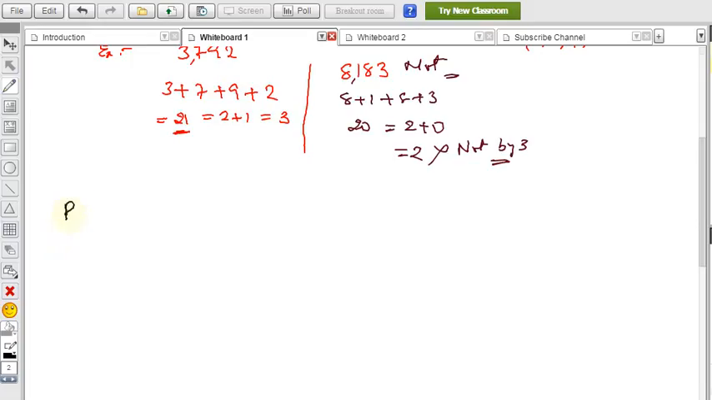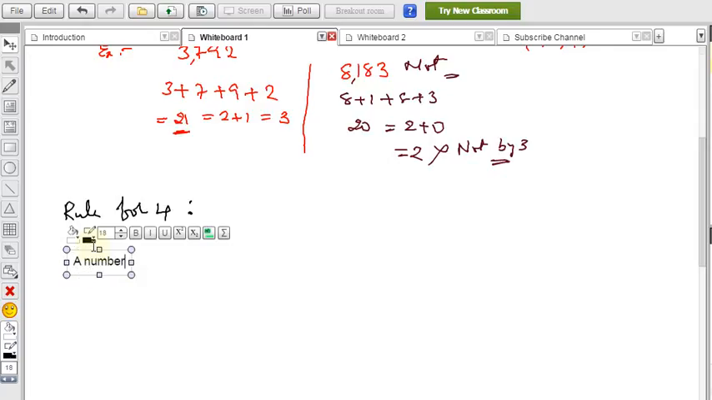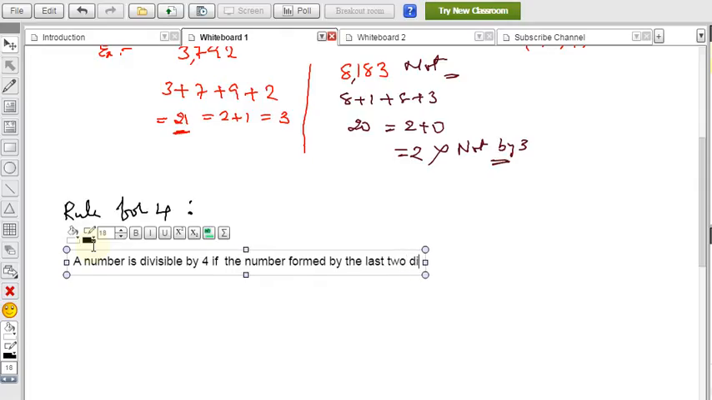Now rule for 4. In this we have to verify: a number is divisible by 4 if the number formed by the last two digits, that is the tens and units digit, is divisible by 4, or 0 also, because 4 zeros are 0, so 0 also you can take.